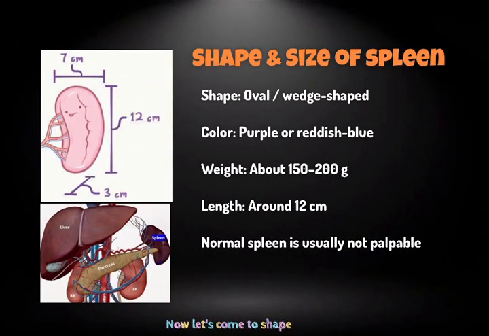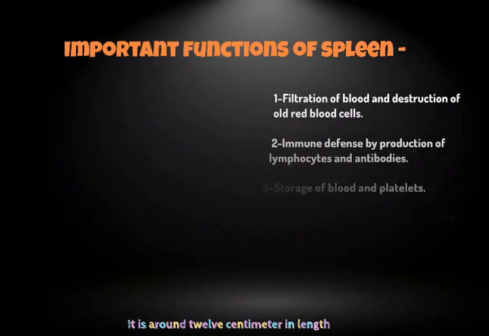Now, let's come to shape and size of spleen. Spleen is oval or wedge-shaped. It is purple or reddish blue in color and weighs about 150 to 200 gram. It is around 12 cm in length.